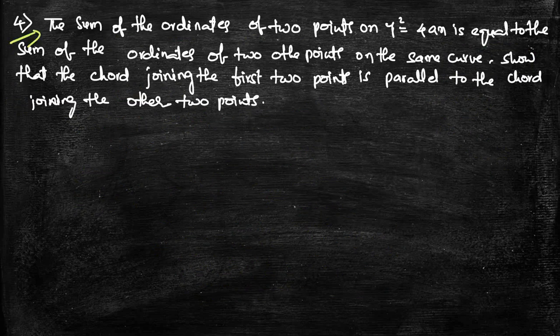Here the fourth question is: the sum of the ordinates of the two points on the parabola y² = 4ax is equal to the sum of the ordinates of the other two points on the same curve. Show that the chord joining the first two points is parallel to the chord joining the other two points. I will write this again neatly.